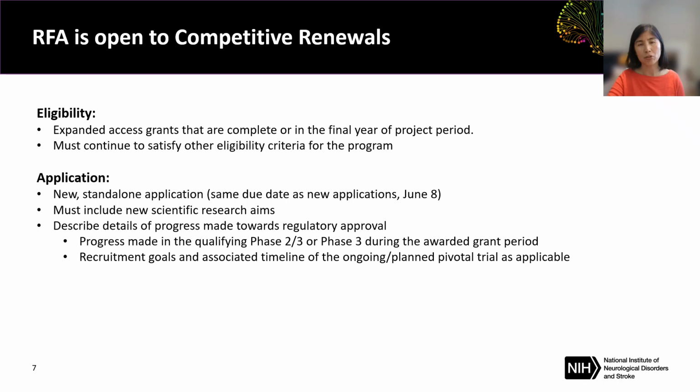Also, renewal applications should provide information about what progress has been made towards obtaining regulatory approval during the award period. This could include information about progress made in the qualifying Phase 2/3 or Phase 3 trial. Depending on what stage the trial is at, this might include evidence of ongoing enrollment, new site activations, knowledge gained from analyses performed, and interactions with the FDA. If the pivotal trial is ongoing or a subsequent pivotal trial is planned, recruitment goals and the estimated timeline should be provided.